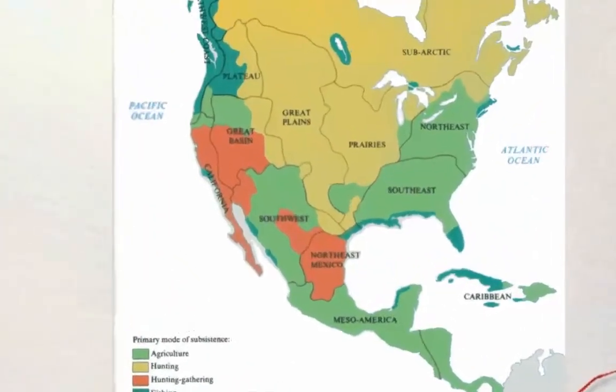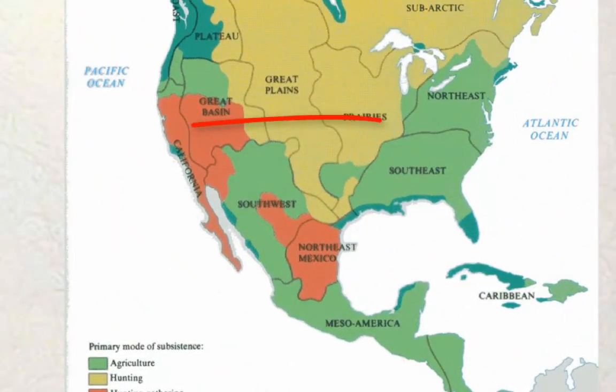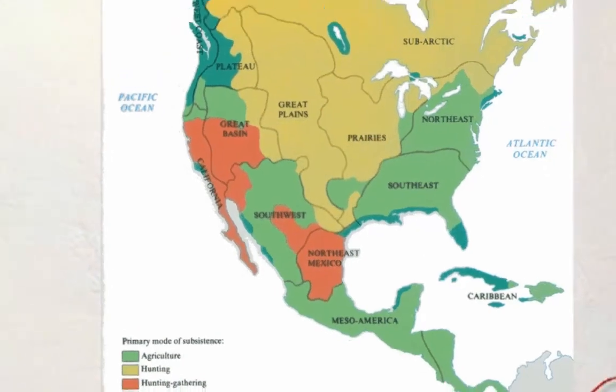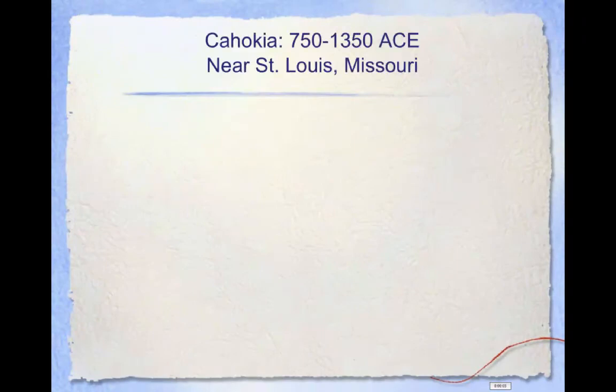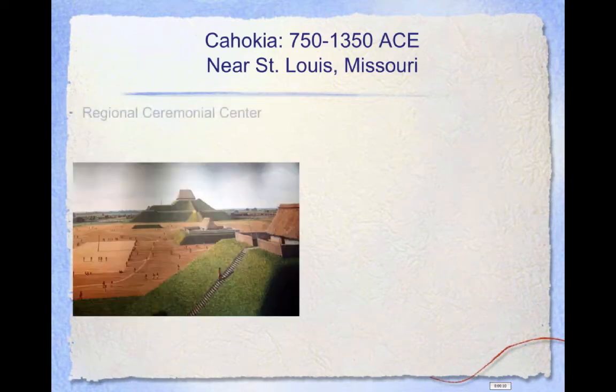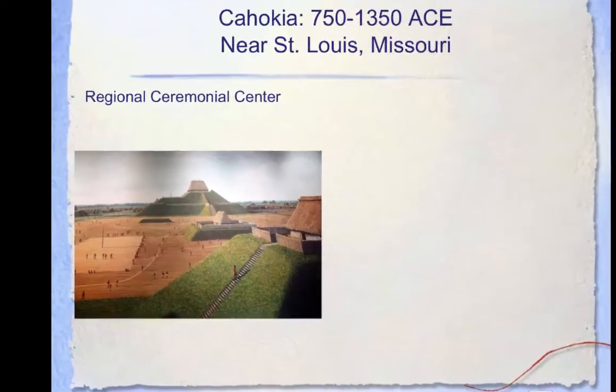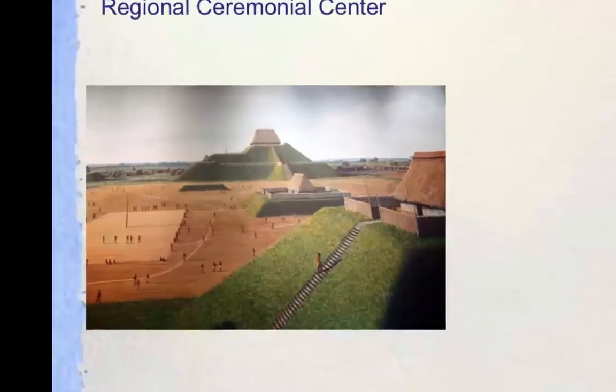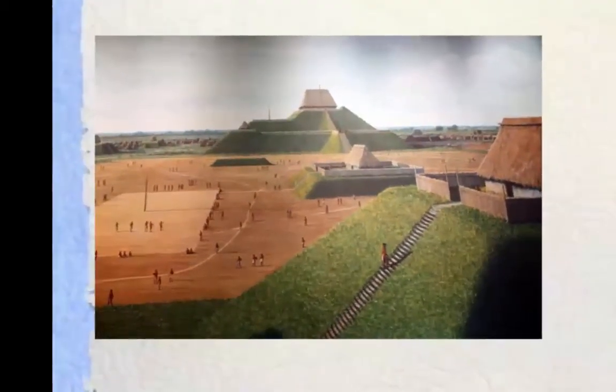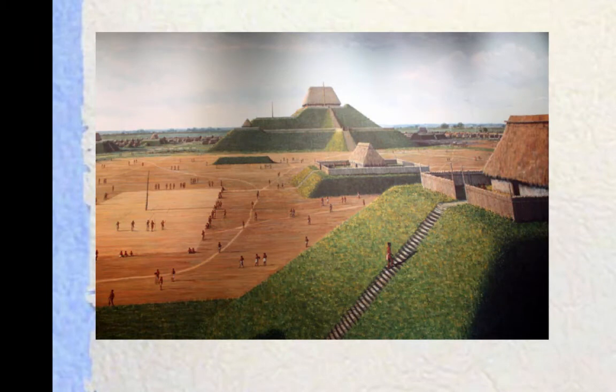The first cultural group to take a look at here is Cahokia, which is located near what is today St. Louis, Missouri. Cahokia is dated from 1750 to 1350 ACE. If we take a look at the image below, what we find is a regional ceremonial center. This center has a series of pyramids, but they are distinct from those we saw in Mesoamerica, as well as those in Egypt that come to a sharp point at the top.